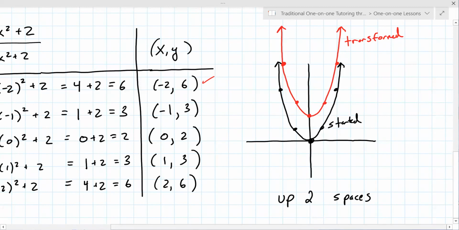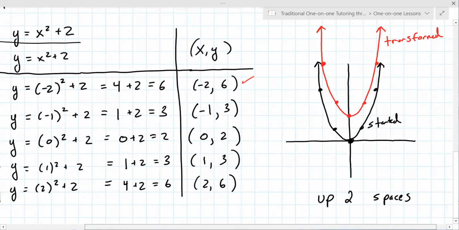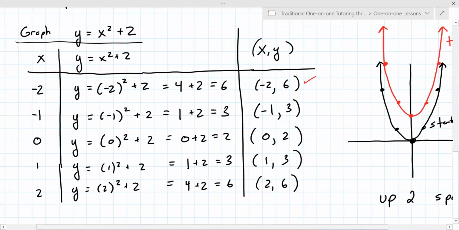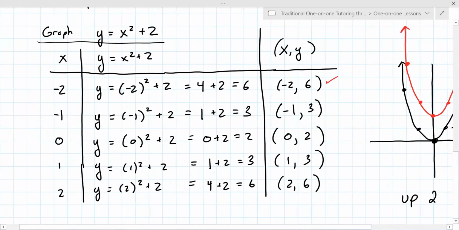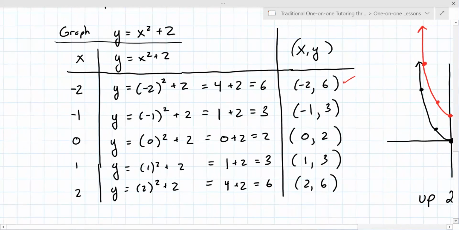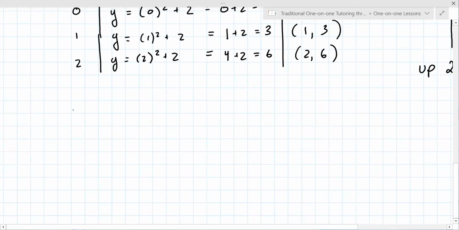Okay, so let's go back and look at the 2 functions that we graphed. And then we'll be able to answer letter B. What about letter A? Do I have to write anything for letter A? There's nothing for letter A. So y equals x squared, and then y equals x squared plus 2. The only thing different about them is that this one on the right is 2 spaces up. And it's because of that plus 2 there.